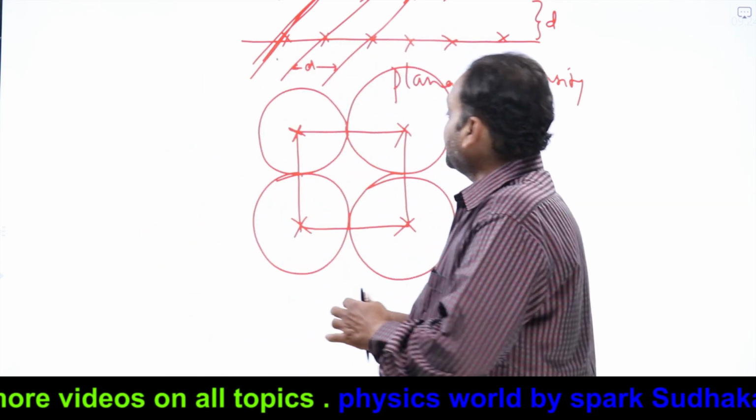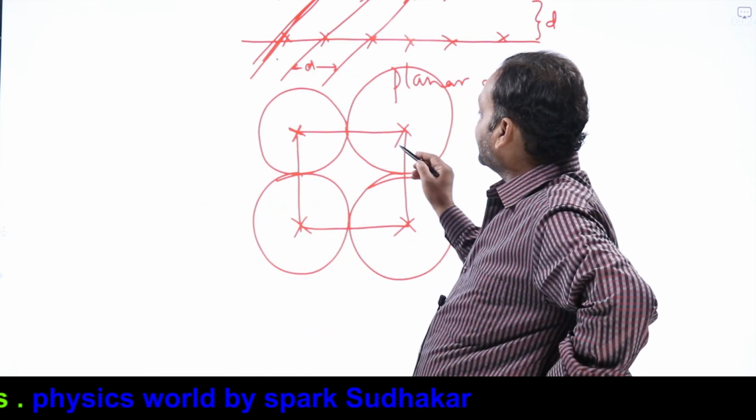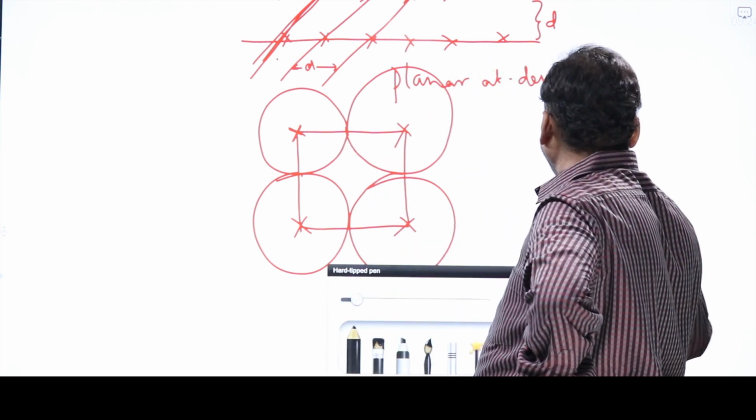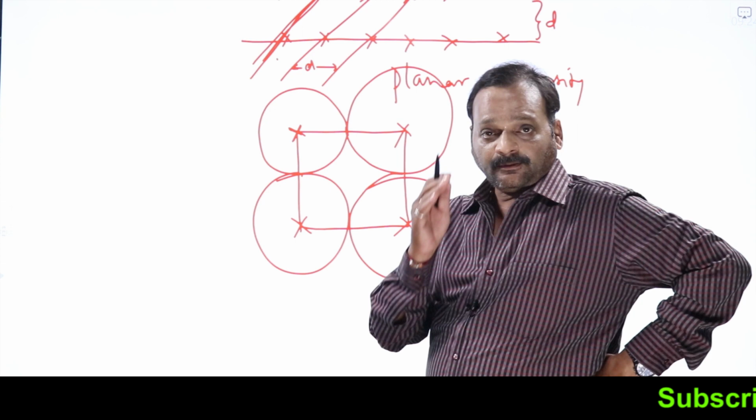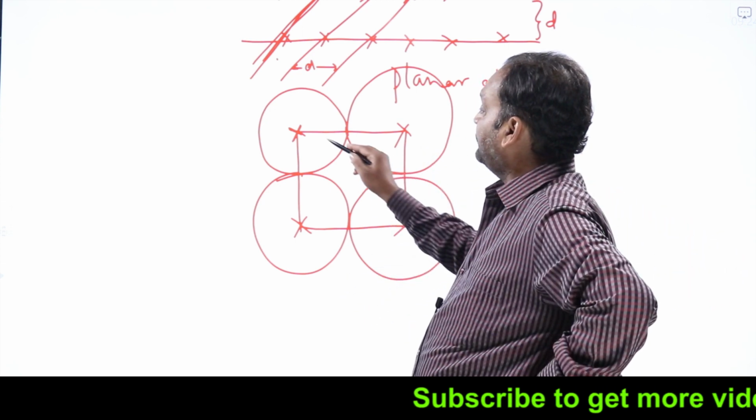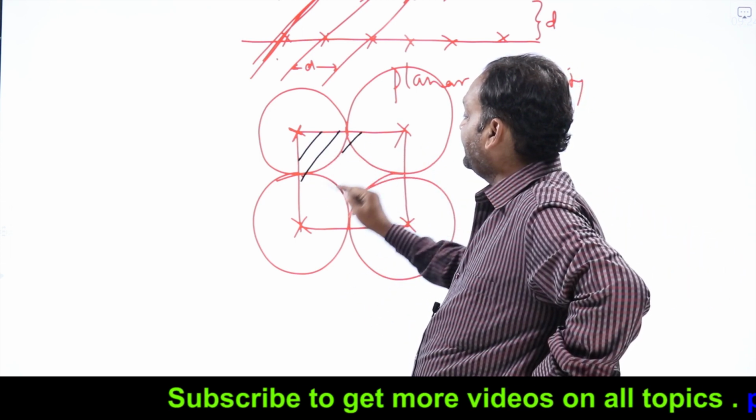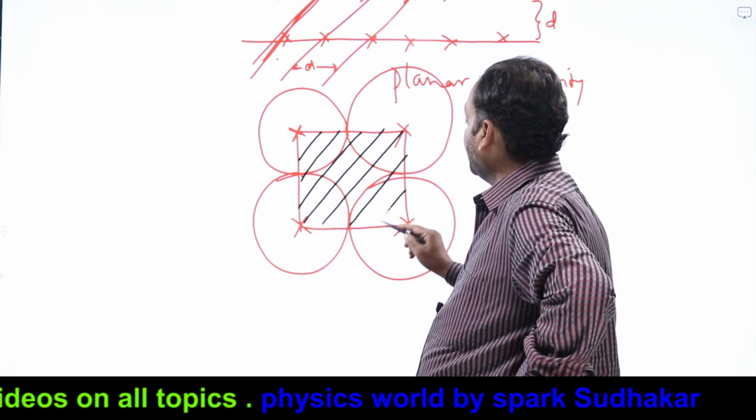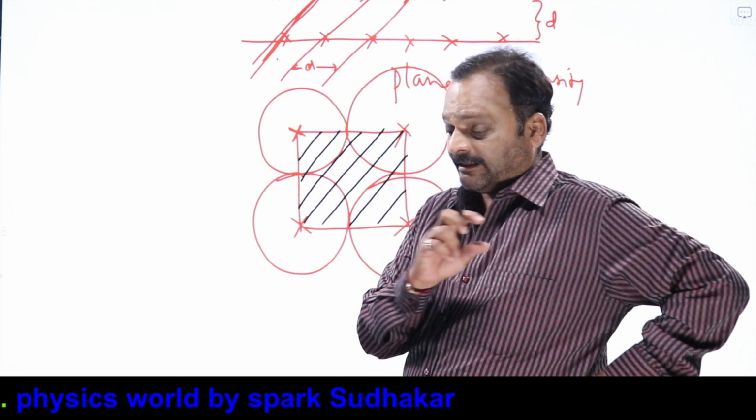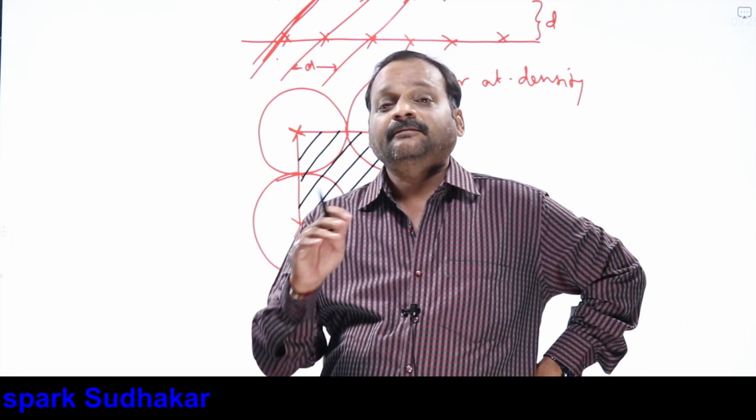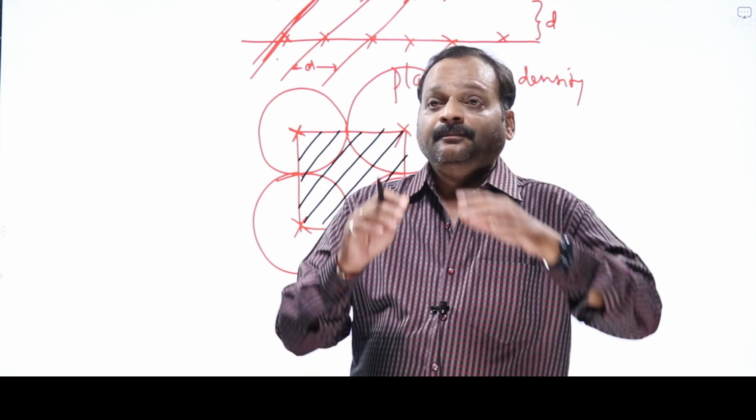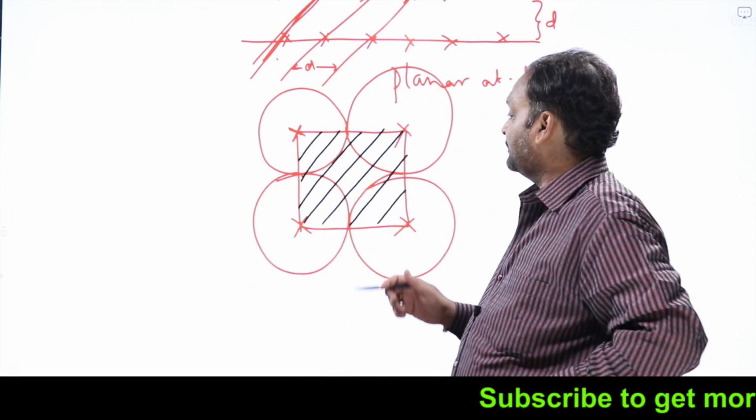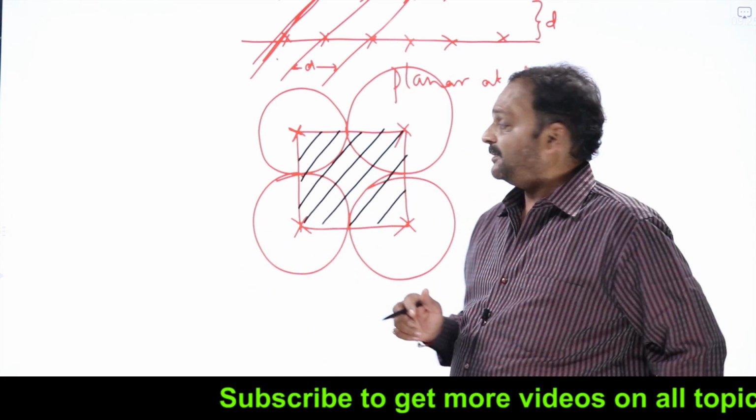In this picture, one face of the cube is known as the 100 plane. So what is the 100 plane? It is one face of the cube. A diagonal plane passing through the body center is known as the 110 plane. The plane passing through that triangular plane is known as the 111 plane. What is the 100 plane? The face of the cube is the 100 plane.